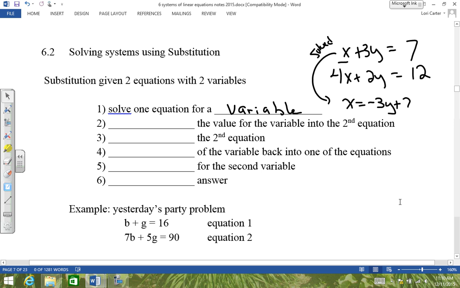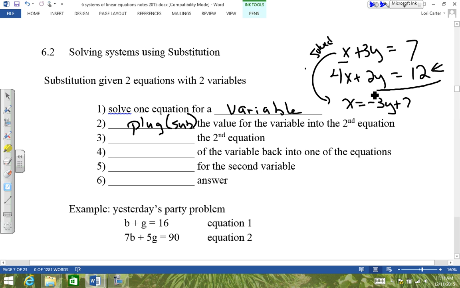All right, next. Now I solved for x. This is called substitution. I solved the first equation, so now the second equation I have to use next. I have to plug, or substitute, the value of the variable into the second equation. So now I'm using this equation, and I have to take the value of x and put it in there.